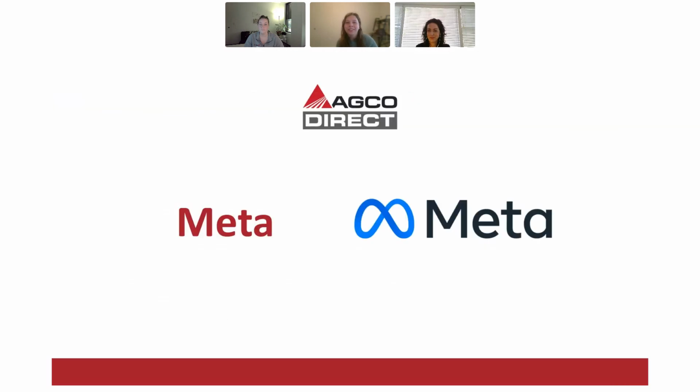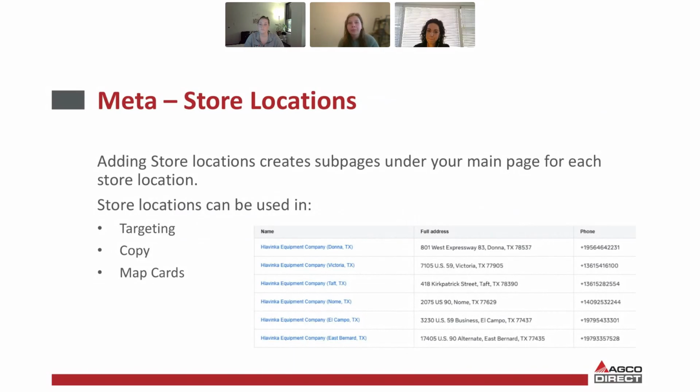Thank you, Camille. Meta has a few updates to their platform being rolled out that we'd like to share with you today. The first being store locations. When we add store locations into Meta, it creates a subpage under your main page for each of those store locations. Those locations then become assets that we can use in 3 key ways: first being targeting, ad copy, and then in map cards. And I'll walk through each of those in the following slides to help explain them a bit more.